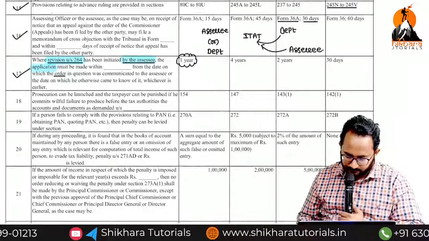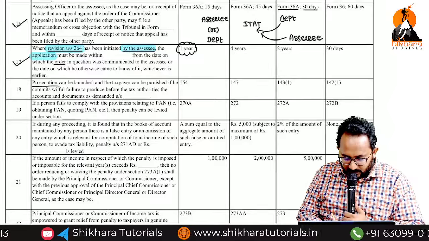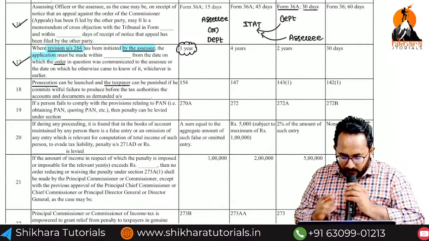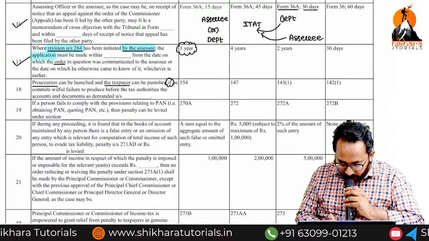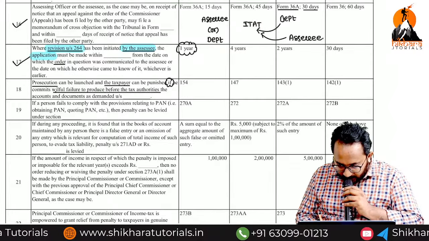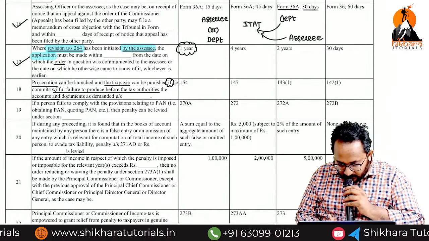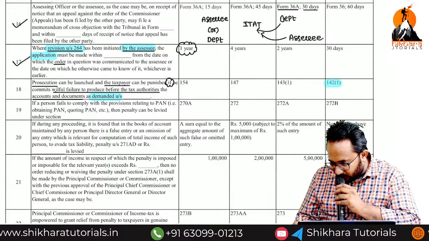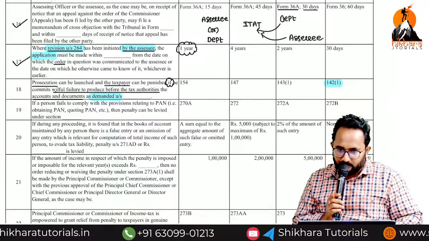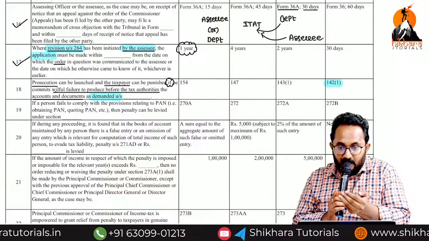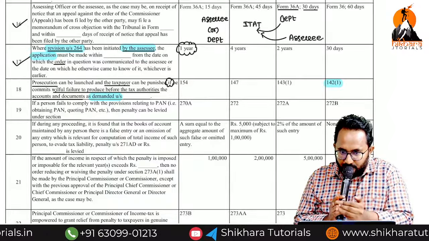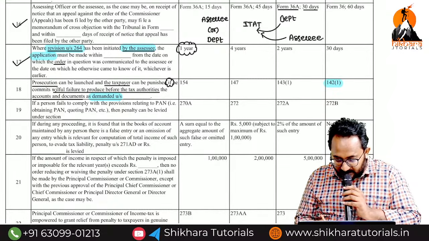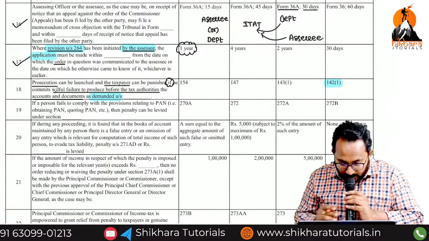Next, prosecution can be launched on the taxpayer. Why? Remember, if he commits willful failure to produce the books before tax authorities, books and documents. Can you tell me under which section we can demand the books and documents? Section 142 subsection 1. Under section 142(1), the department can ask for books and documents and information related to assets and liabilities. If an assessee willfully defaults while submitting this information, yes, definitely the prosecution can be launched.